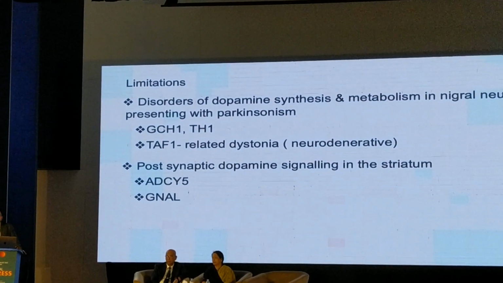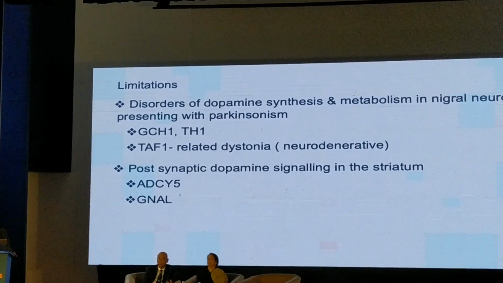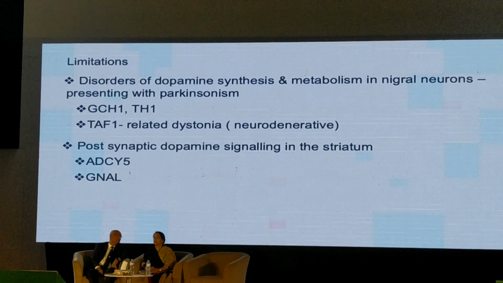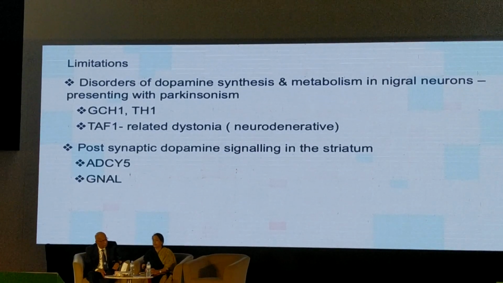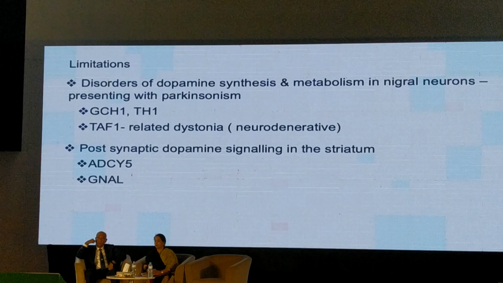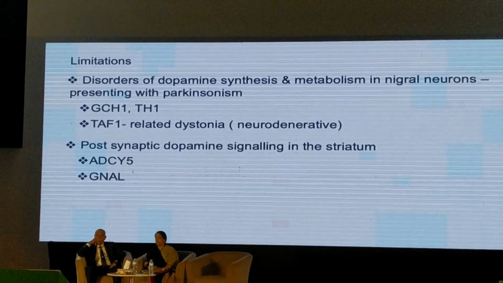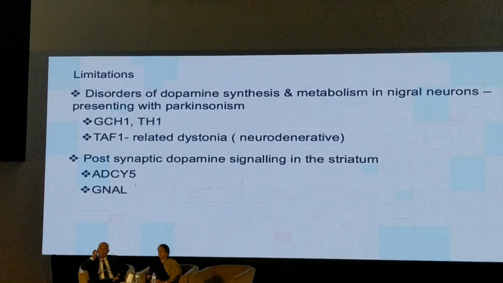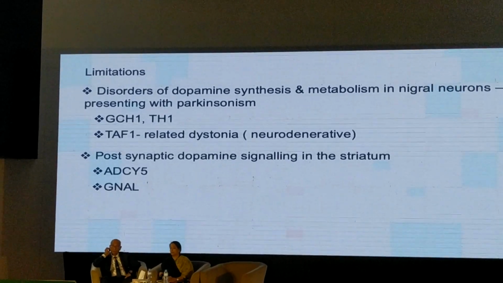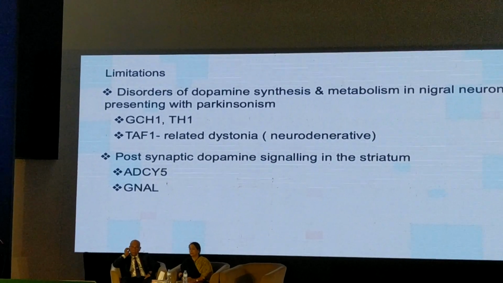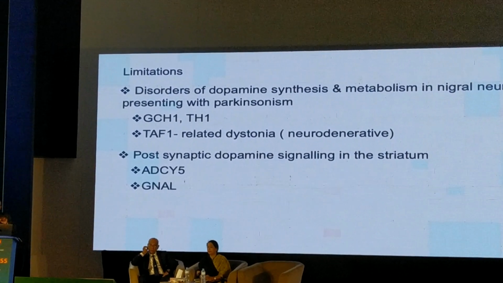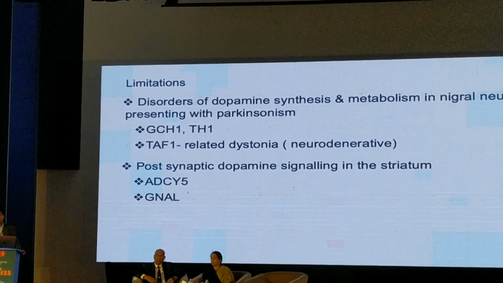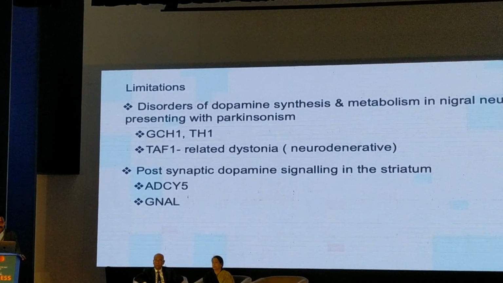So, if you look at the classification, and if you look at how the isolated genes are put together, for example, the GCH1, the TH, and the TAF1, these three genes are put together because they are all genes which are responsible, associated with disorders of dopamine synthesis and metabolism in the nigral neurons and present with Parkinsonism. But we know that although these three are put together, they are not the same. For example, the TAF1 is a neurodegenerative condition, while the other two are not.